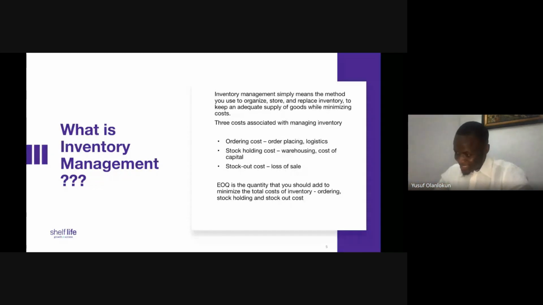So there is a point where these three lines, the ordering, stock holding, and the stock out, where they meet, where they intersect. And that is what gives us the EOQ, economic order quantity. So that is the cost that gives you the best intersection of these three costs. So the next few slides we'll be walking through how to manage this.